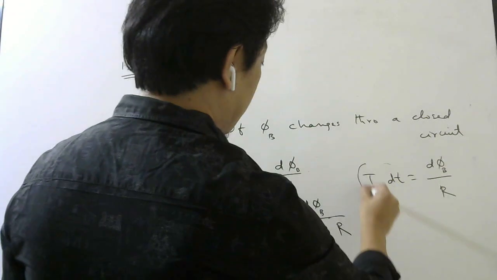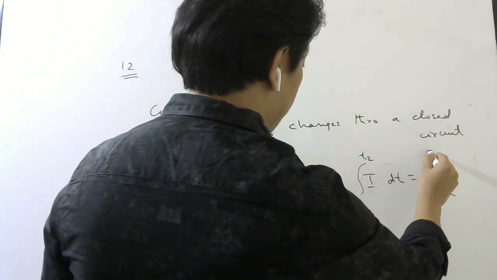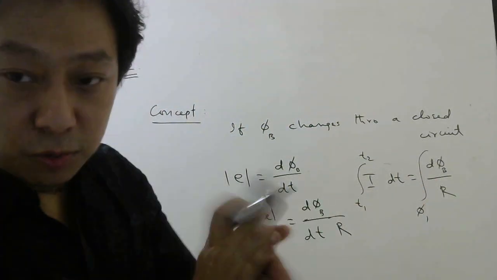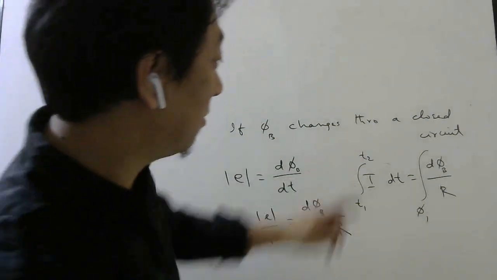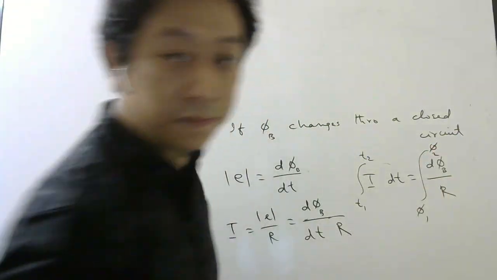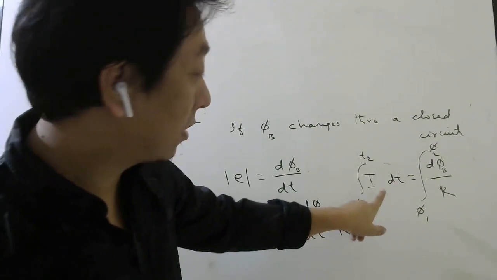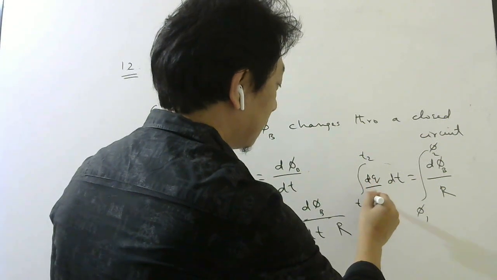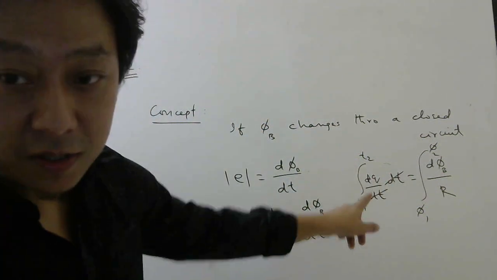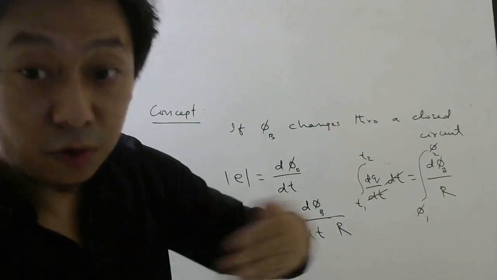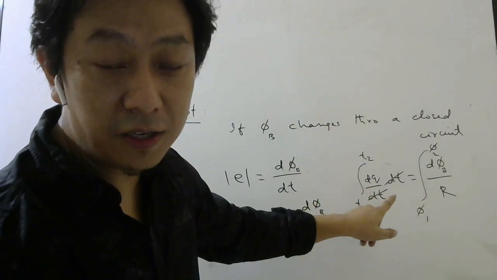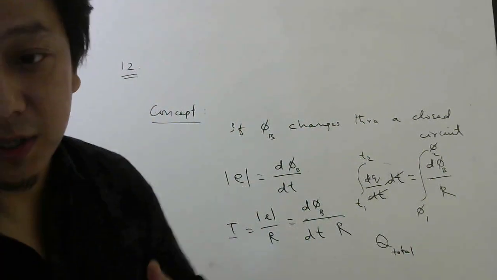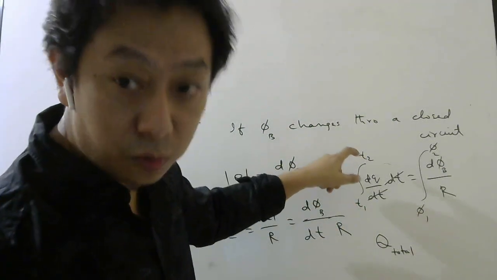Now let me integrate from t1 to t2. Now at time t1, let us say the magnetic flux through the circuit was phi 1, the initial magnetic flux. At time t2, magnetic flux is phi 2. Then what is this? Think carefully. This is current, this is dt. Now you know that instantaneous current is dq by dt. dt cancels. So this represents the total charge that has flown from t1 to t2, because integration of dq will give you total charge. So this is the total charge that flows through the circuit in interval t1 to t2.